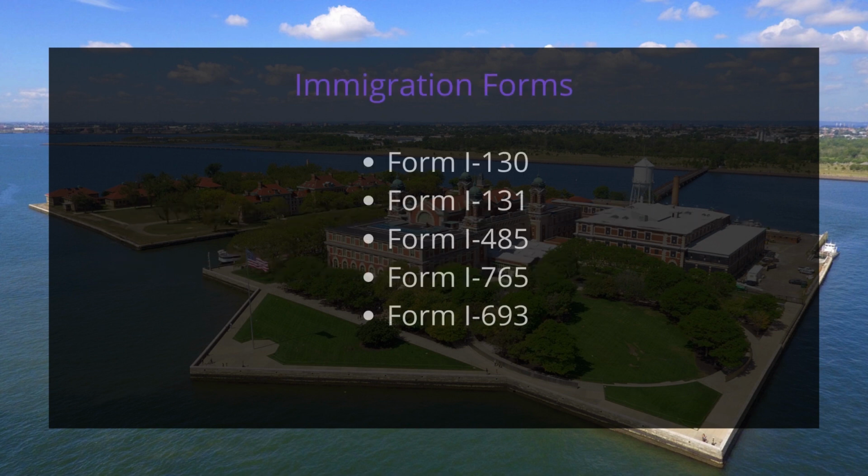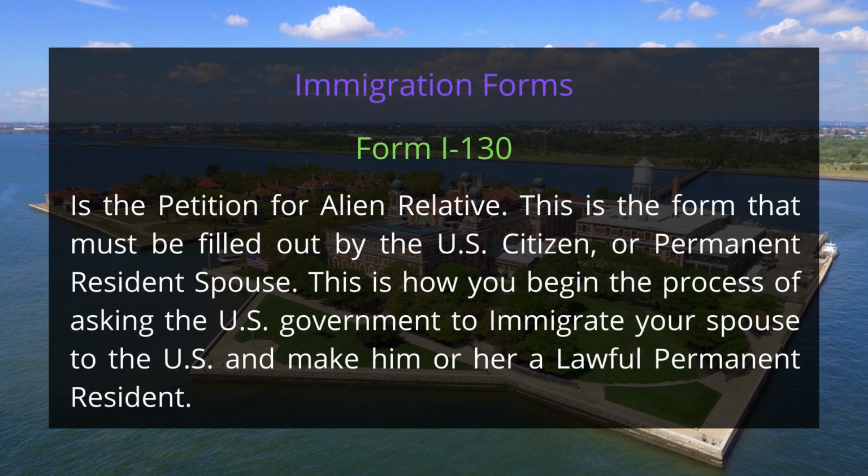The forms required to file a concurrent adjustment of status are Form I-130, Form I-131, Form I-485, Form I-765, and Form I-693. Form I-130 is the petition for alien relative. This is the form that must be filled out by the U.S. citizen or permanent resident spouse. This is how you begin the process of asking the U.S. government to immigrate your spouse to the U.S. and make him or her a lawful permanent resident.